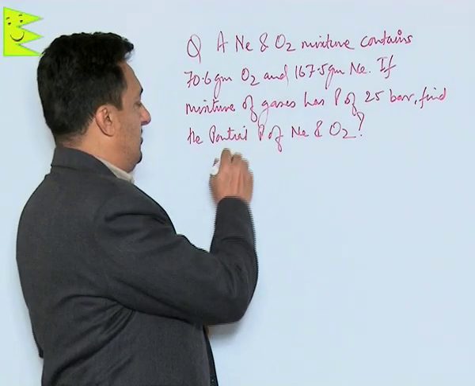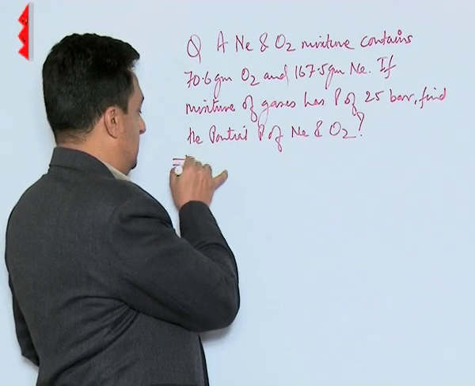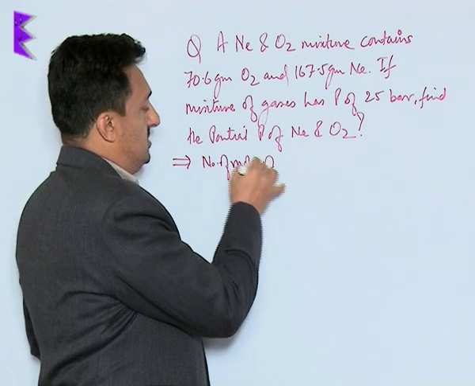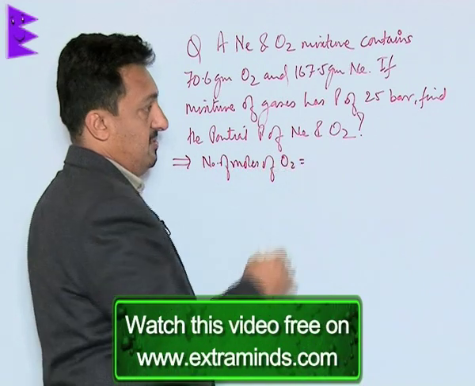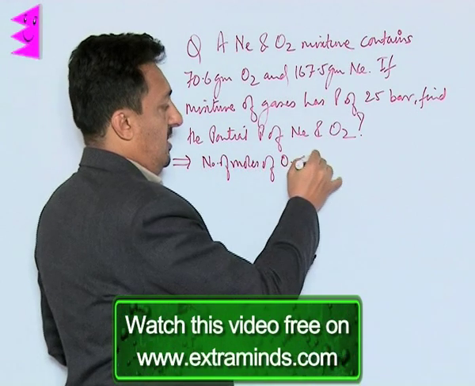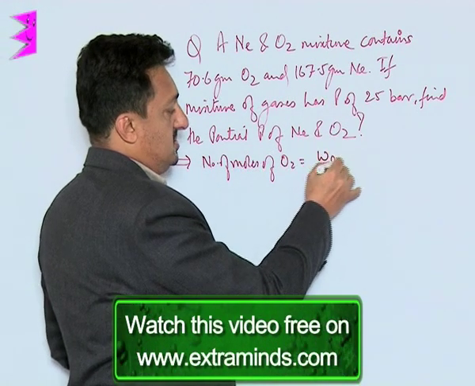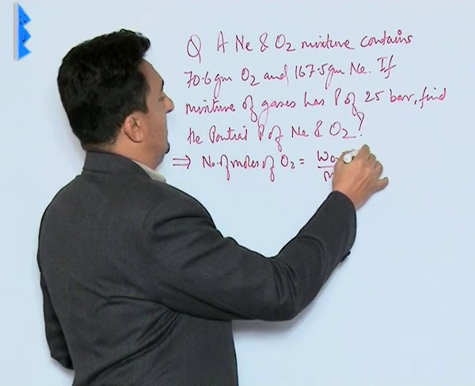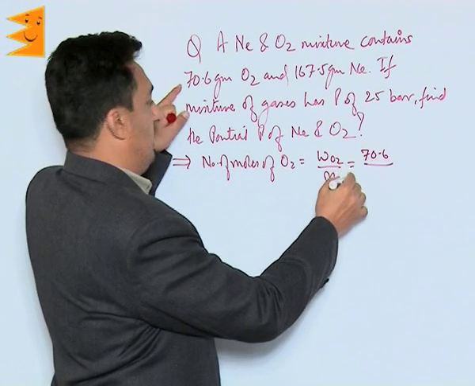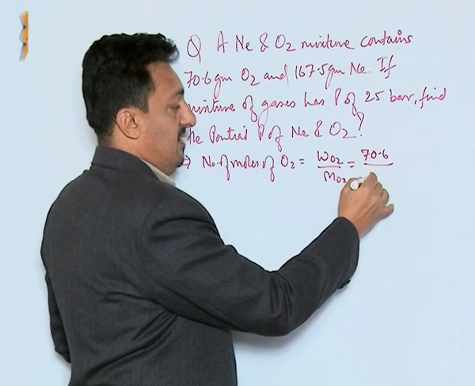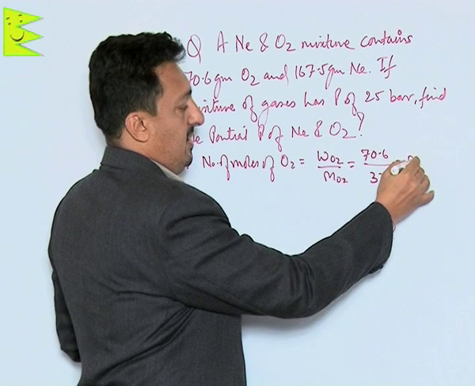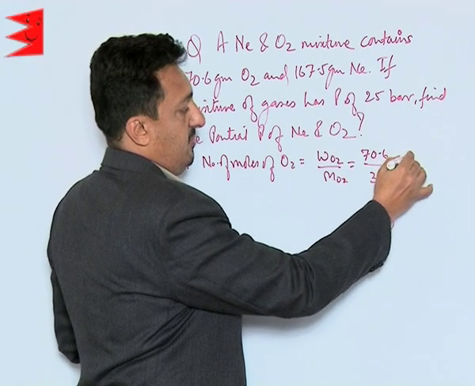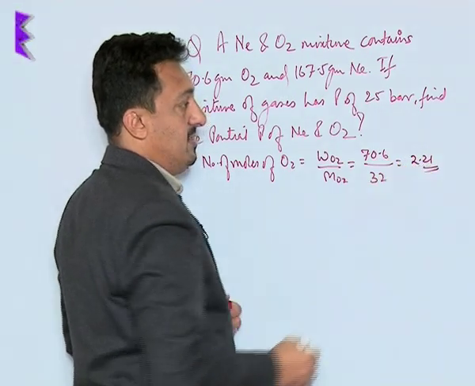But for this we need to know the number of moles first. Let's find out oxygen first. It will be mass of oxygen upon molar mass of oxygen. Mass of oxygen given is 70.6, here it is given. We know molecular mass is 32, so it will become 70.6 upon 32, which is approximately 2.21, the number of moles.